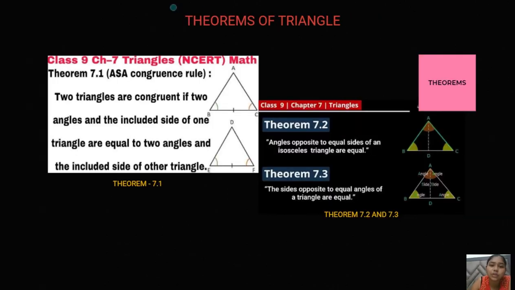Now we'll start with some theorems of the triangle. There are a total of 8 theorems in this chapter. So we'll begin with one, and one by one we will learn what these theorems are. So first is the ASA congruency rule.